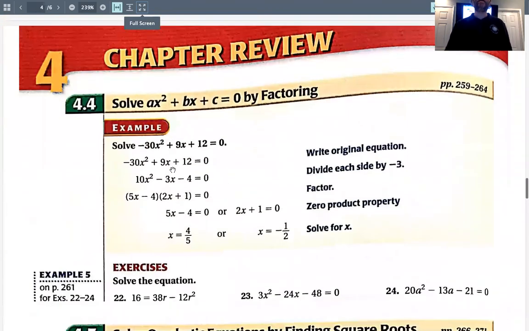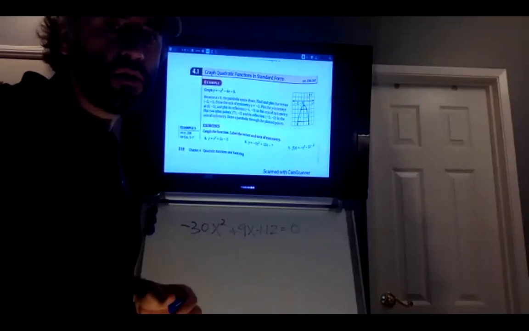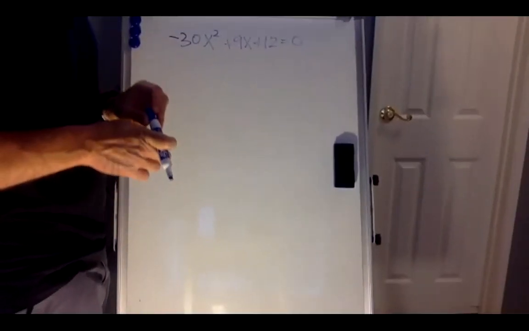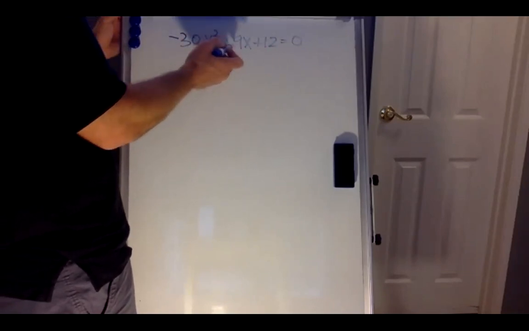All right, number 4 is solving by factoring when you have a term in front. Maybe I'll show this first one here. I have -30x squared plus 9x plus 12 equals 0. Students forget how to do this. It shows you right there, but if you want to look at mine, okay. The first thing you might do is, do you see anything that's in common with these numbers? 3.